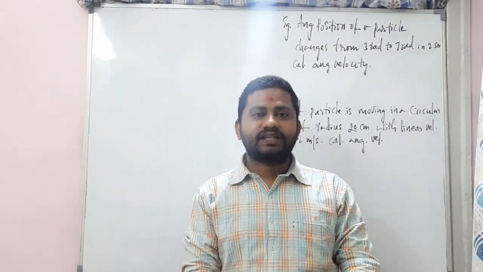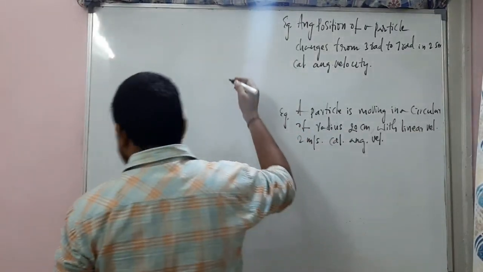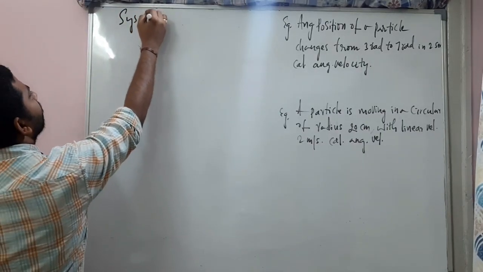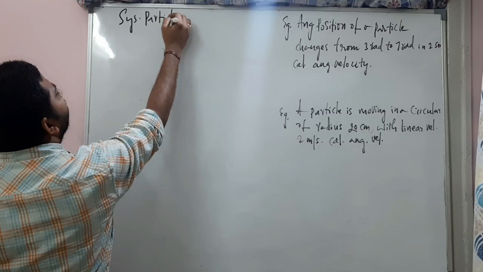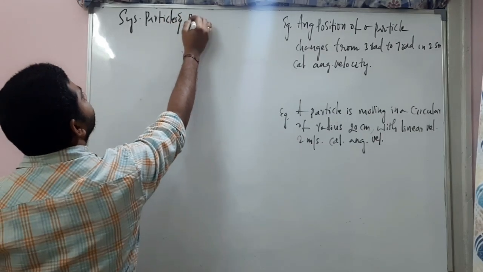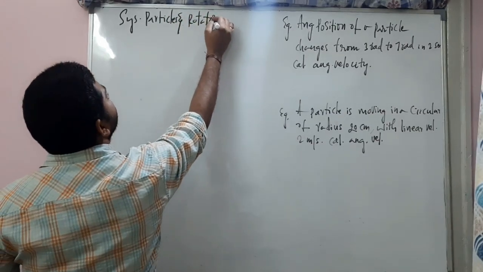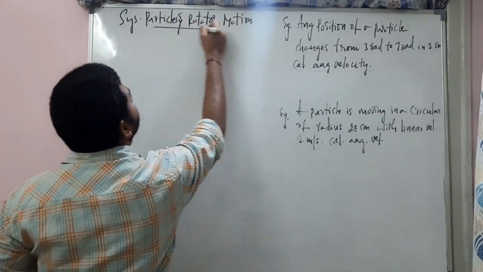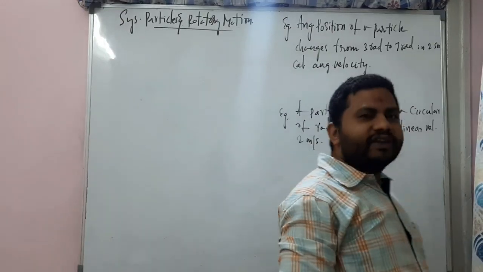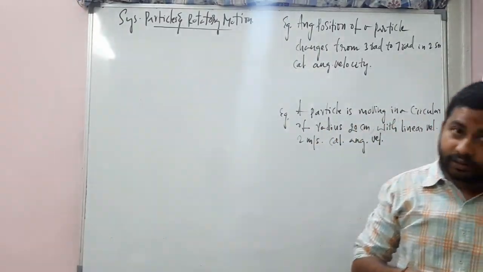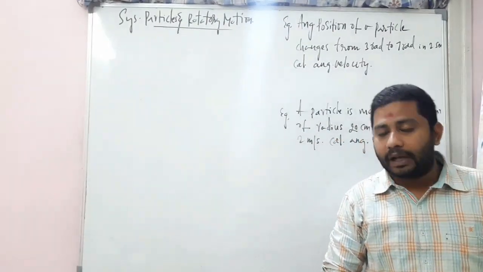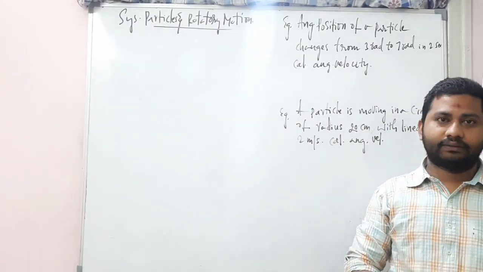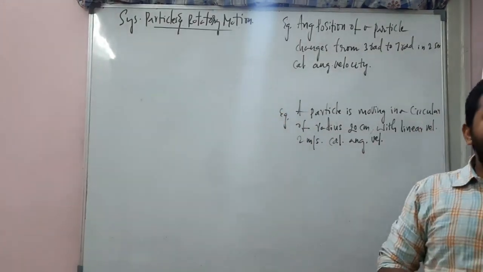Let's continue our chapter called System of Particles and Rotatory Motion. So we are going to finish this chapter in 5 to 6 classes from now. Then the syllabus will be completely done. System of particles and rotatory motion.